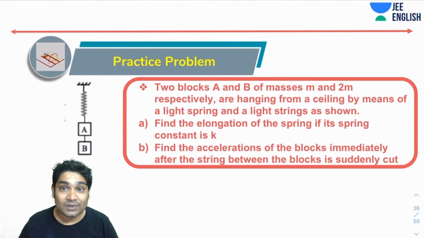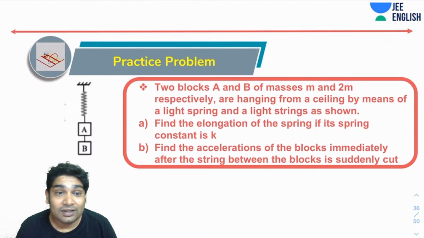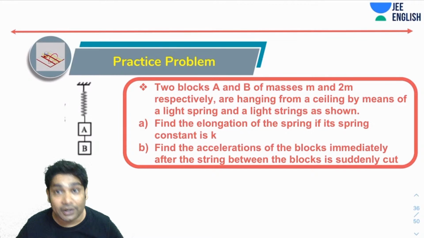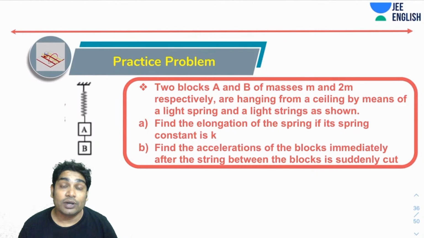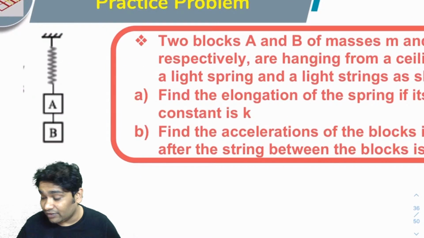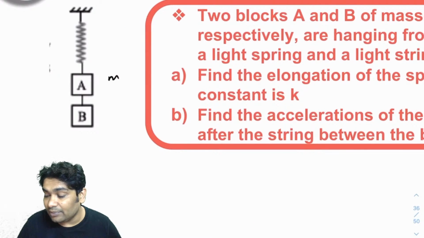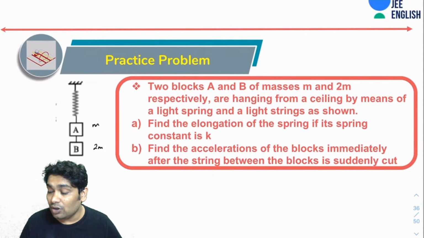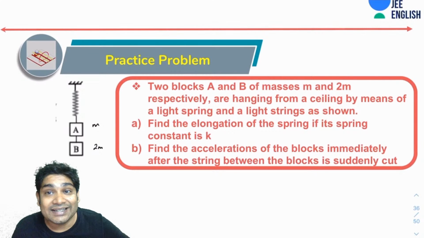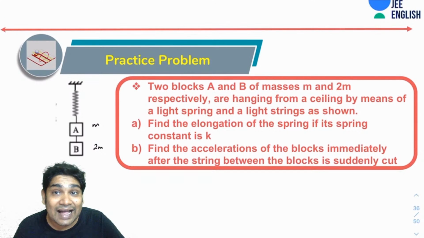In this problem, this is another kind of problem which we haven't discussed so far. That is why I wanted to discuss this kind of problem also. In this problem, you've been told two blocks A and B of masses m and 2m respectively. So this has a mass of m, and this has a mass of 2m. They are hanging from a ceiling by means of a light spring and a light string, as shown. You have to find the elongation of the spring if its spring constant is k.